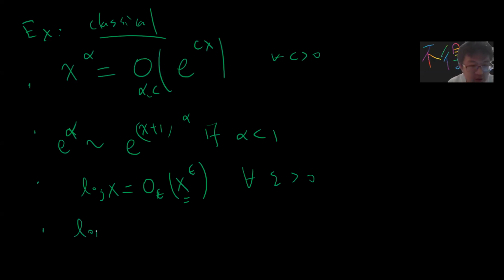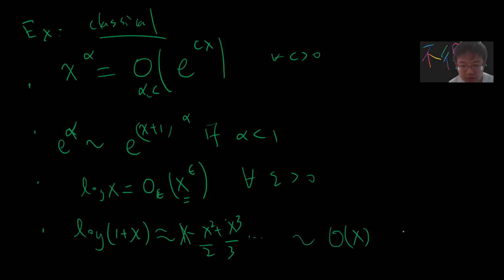Or maybe log of 1 plus x, right? You know that this is x minus x squared divided by 2, plus x cubed divided by 3, keep going, right? So this is of the order of magnitude of x if, let's say, x is less than or equal to a half, because you can bound this convergent series by some constant. So this is order of x. Okay, and yeah, these are common results that people like to see, so I skip the proof.